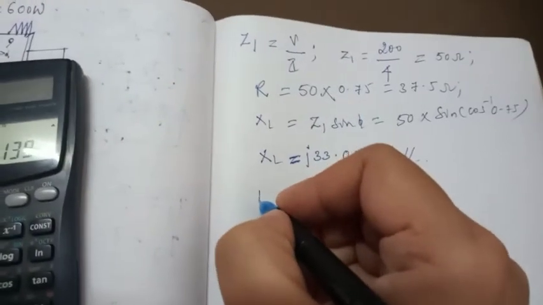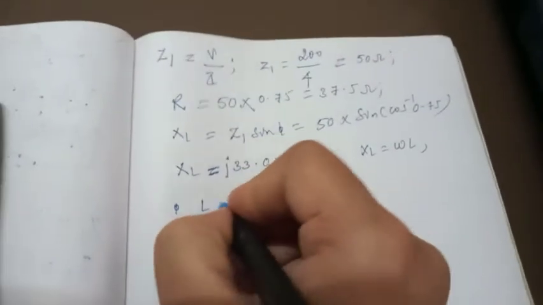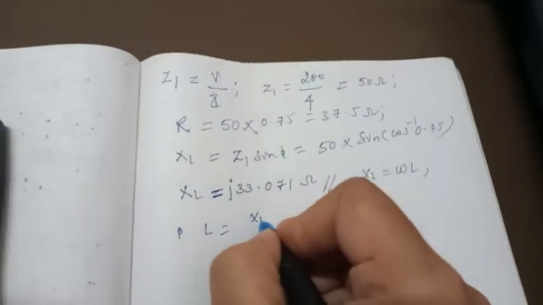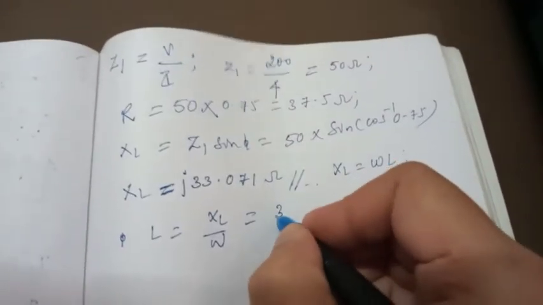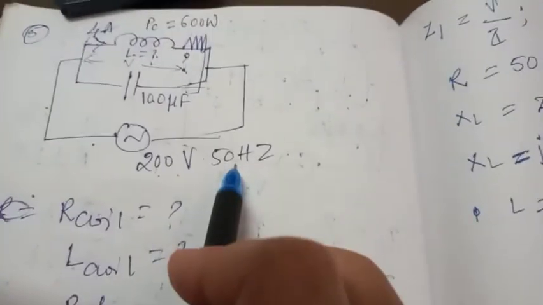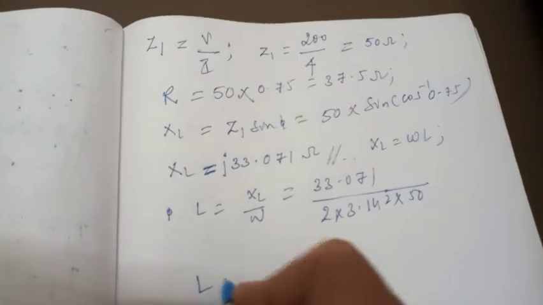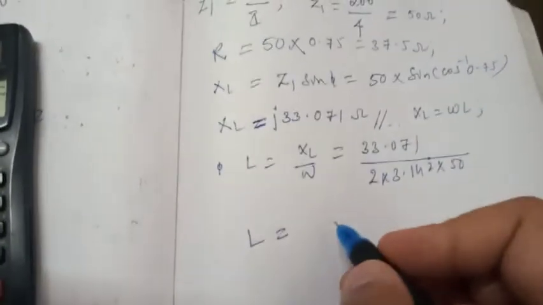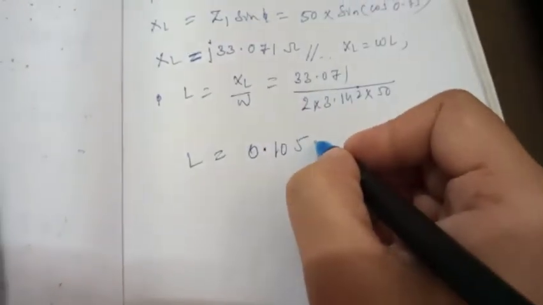If I want to calculate the inductive reactance, XL is equal to omega L, that we know. So L is equal to XL divided by omega. What is XL? XL is equal to 33.071, divided by omega. The omega value is, for a 50 hertz supply, 2 into 3.142 into 50, right? Yes. So L is equal to 0.10525 Henry. So the first part of the problem is solved.